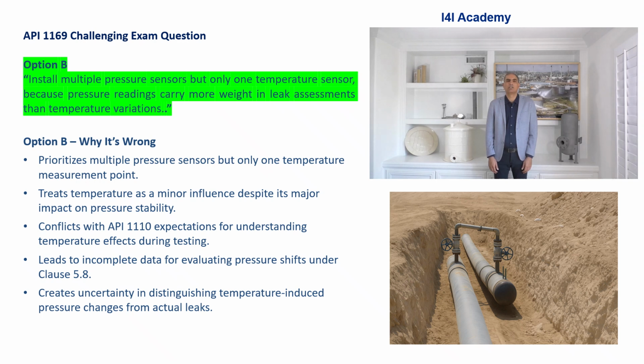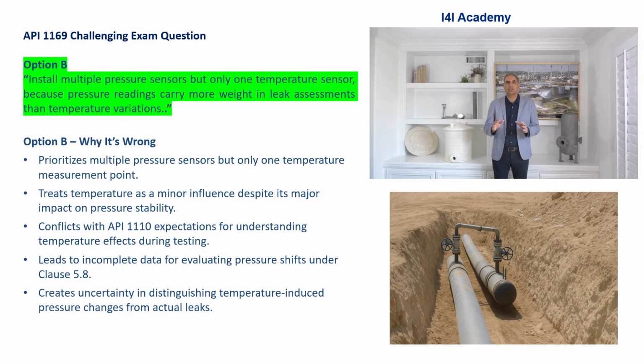Option B tries to sell the idea that pressure is king and temperature is just a minor factor. That's not at all what API RP 1110 teaches. Clause 5.8 explains that pressure variations during a test can come from temperature changes, not just leaks. In fact, temperature is one of the biggest influences on pressure stability. If you have great pressure data, but incomplete temperature data, then you still don't know if a pressure drop comes from a leak, a cooling trend in the ground, residual air dissolving into the water, or a combination of these.